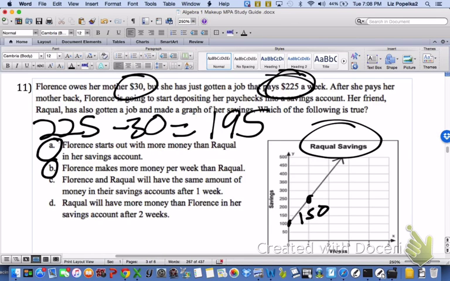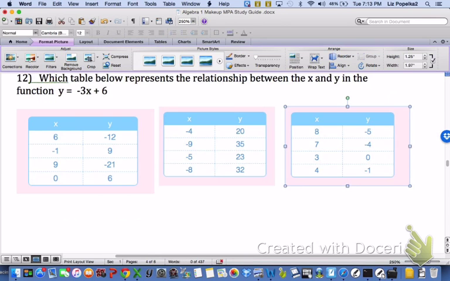So in fact, there are two true statements, despite what my answer key says. That's not good. Okay, that Florence starts out with more money, and she makes more money per week than Raquel does as well. So actually, A and B are both correct statements.